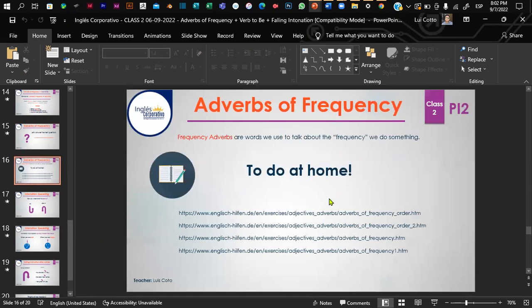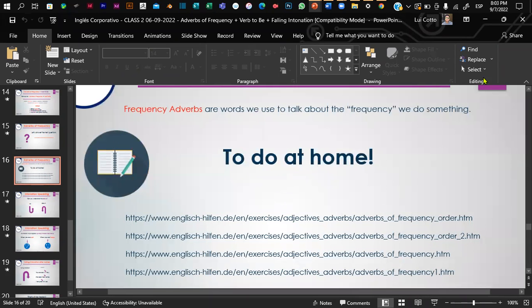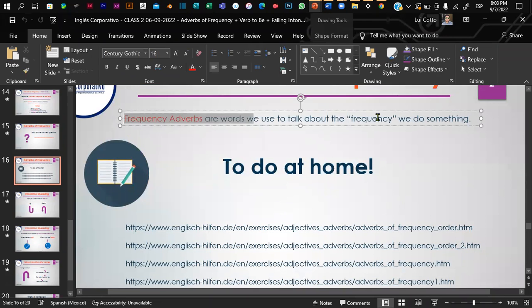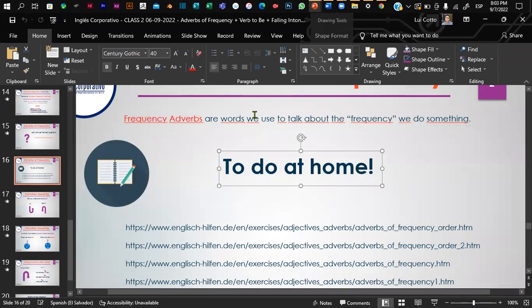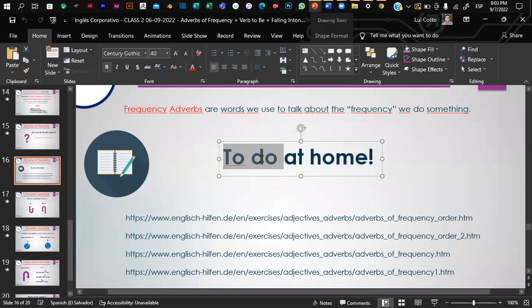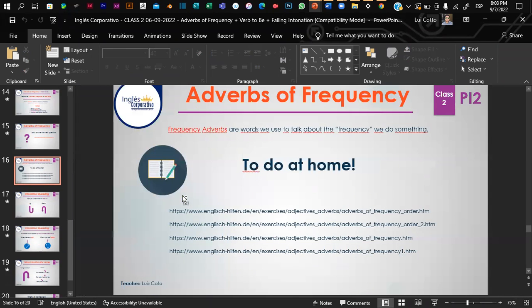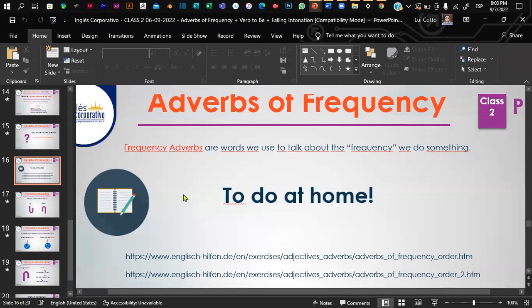In this part, what do you see in that slide? We have an indication, but that is the same, es la misma. But it says below, abajo dice, to do at home. Teacher, what is that?